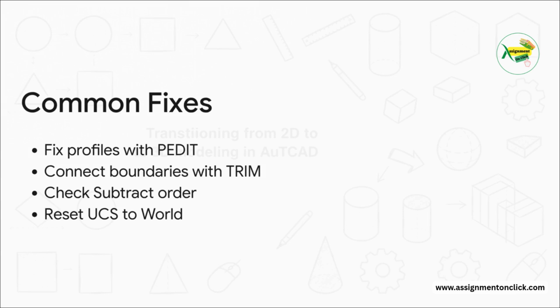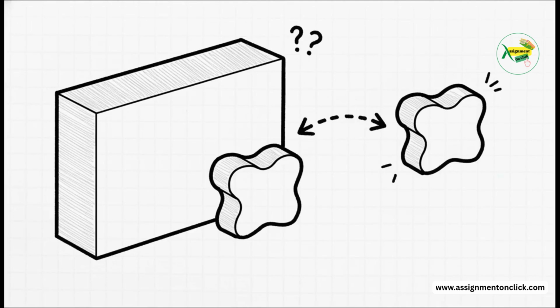If your subtractions are failing, double-check that selection order we talked about earlier. And if your drawings suddenly seem to be floating off in the wrong direction entirely, just type UCS and reset it to World to get your bearings back. If you want to speed up your modeling, keep these pro tips in mind. Always start with simple geometry before getting complex, and definitely separate your elements onto different layers.